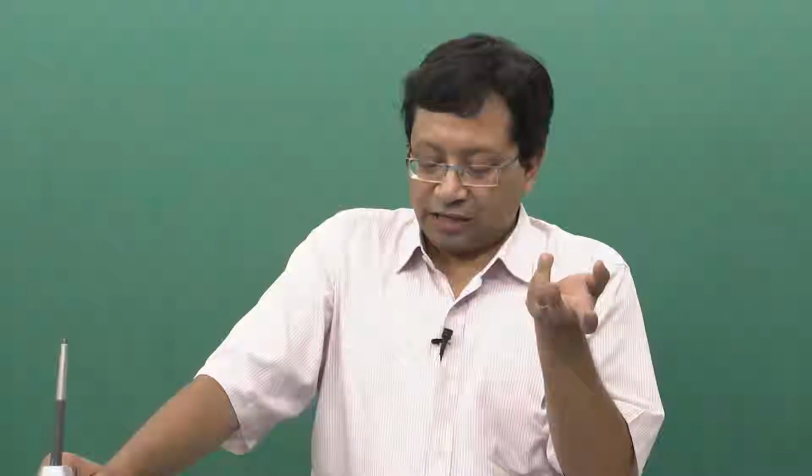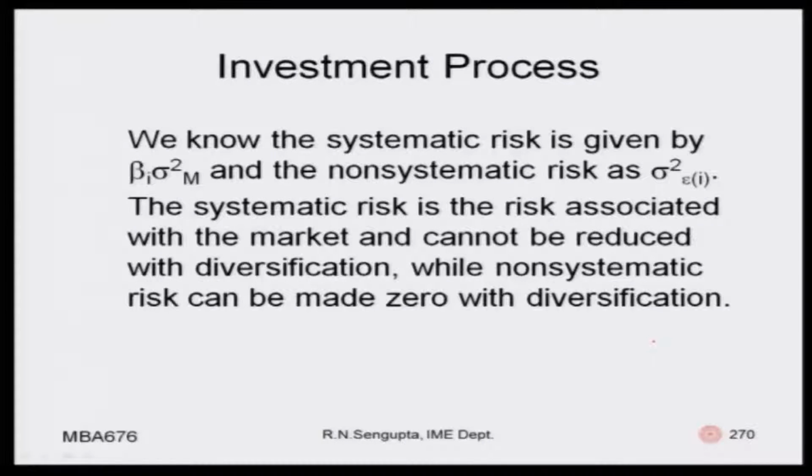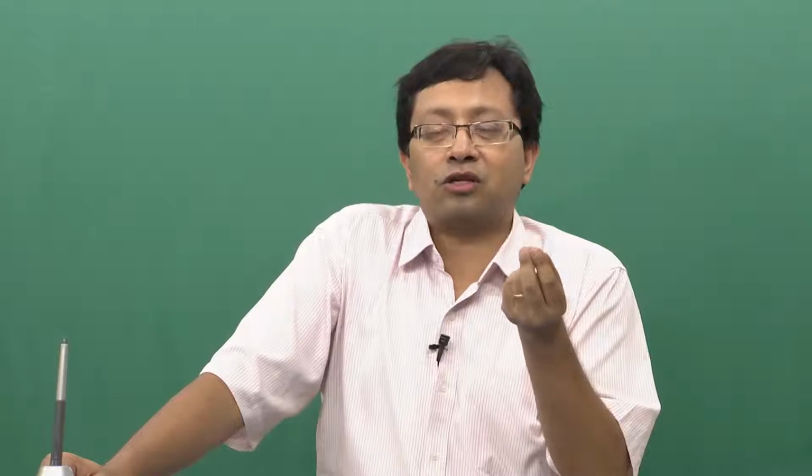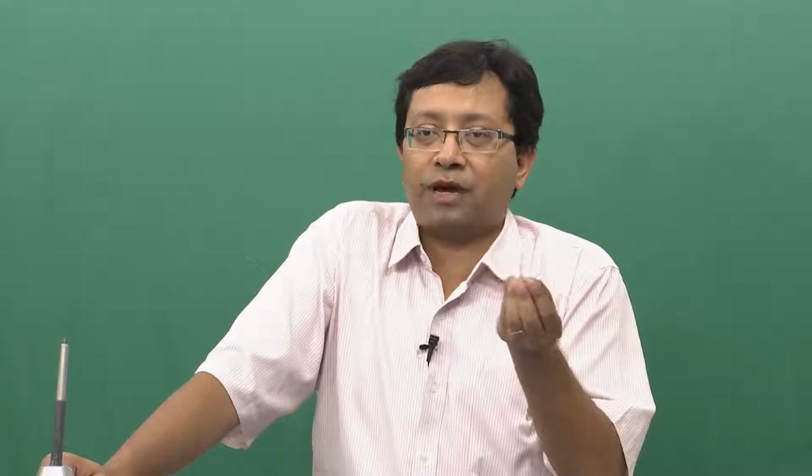While the market risk cannot be reduced with diversification, the non-systematic risk can be made 0 with diversification, because if you remember, we have to take weights of that particular stock in that portfolio. So if you have n number of such stocks, and you take the weight of each of them as 1 by n, then by increasing n to infinity, the overall non-systemic risk, which is coming from the white noise, can be made zero in the theoretical sense.